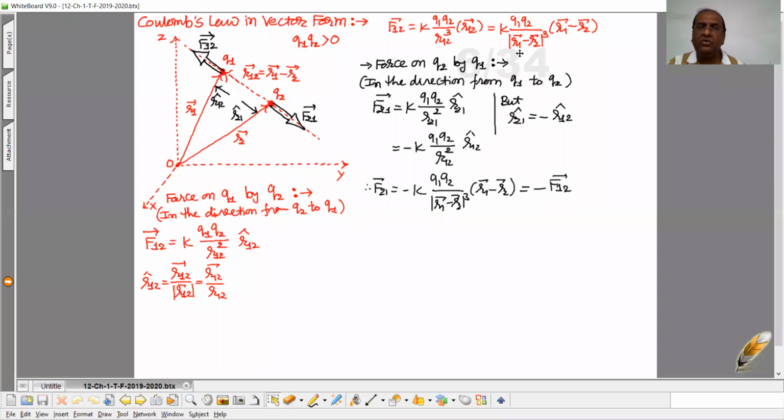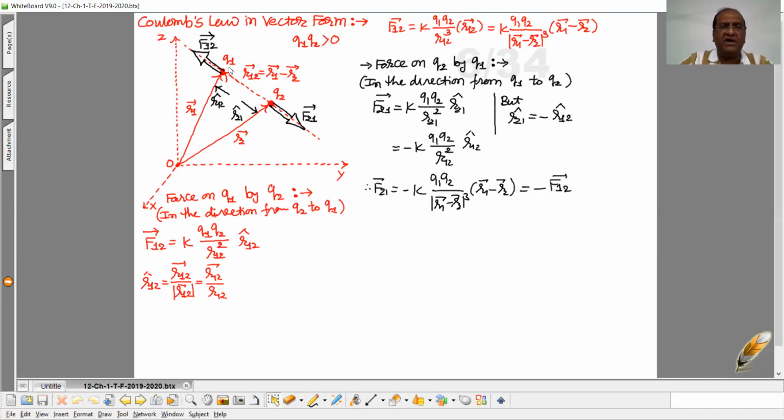Now, Coulomb's law in vector form. To represent Coulomb's law in the vector form, consider the Cartesian coordinate system. With respect to the origin, suppose the position vector of charge q1 is r1 and the position vector of charge q2 is r2.